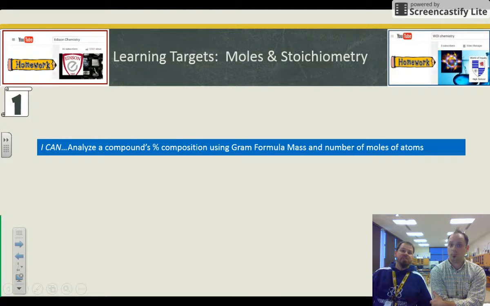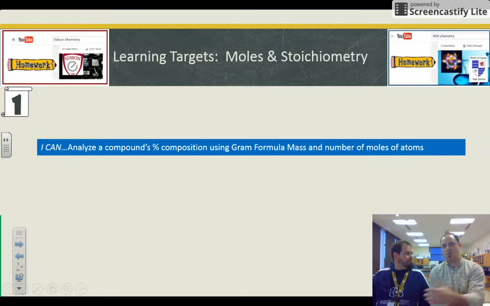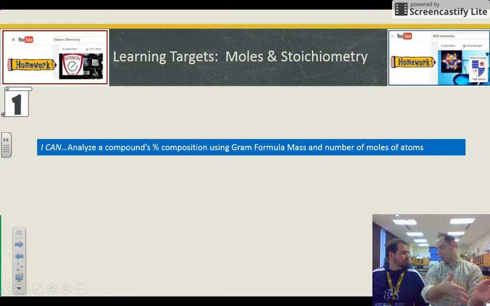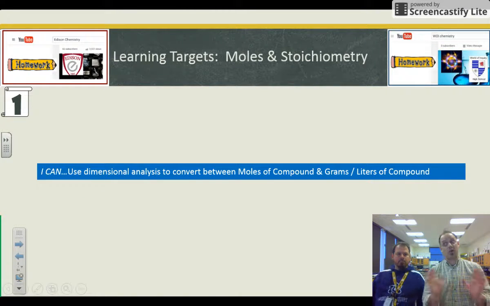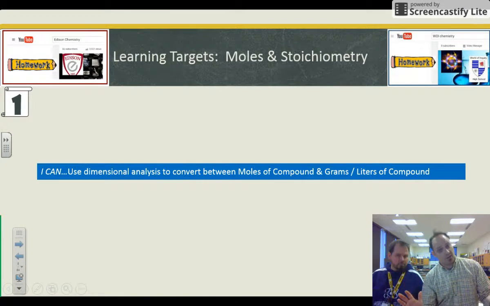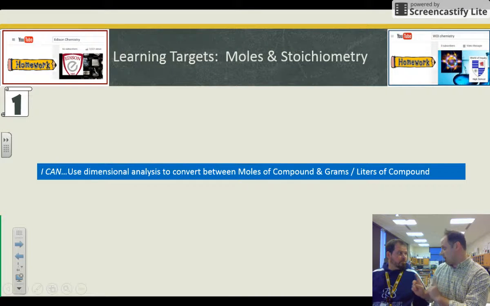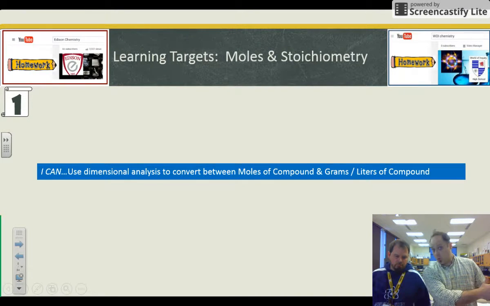Analyzing percent composition. How much parts per whole? How much of this formula is due to this element? That's what you've got to be able to say: I can do that. I can use a special technique called dimensional analysis. We call it letting the units be your guide, to convert between one quantity and another.